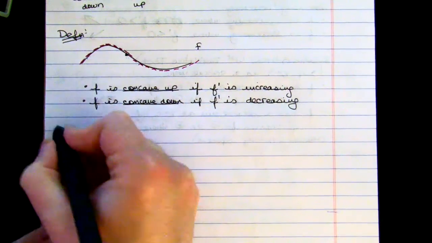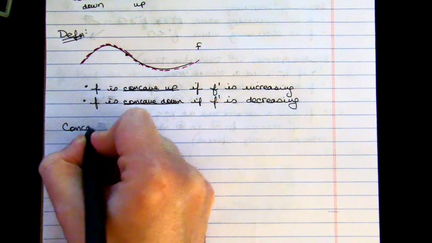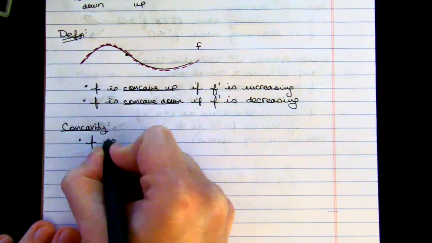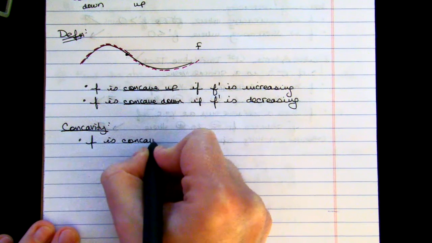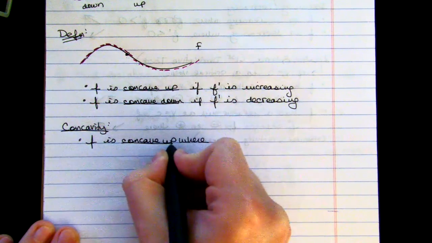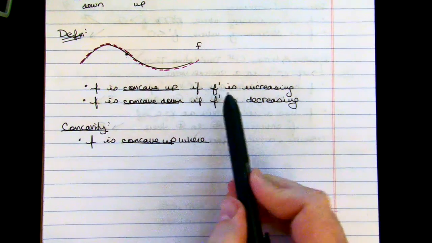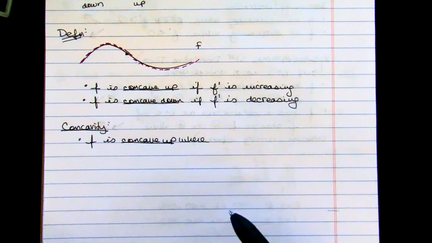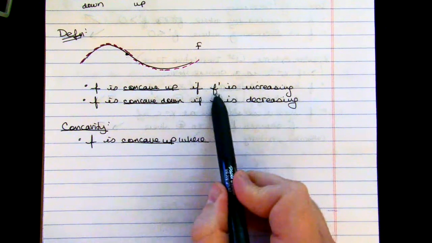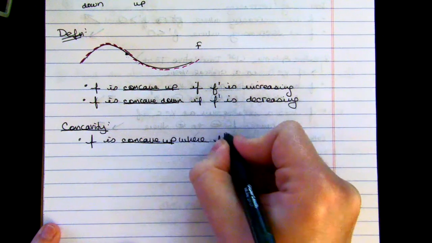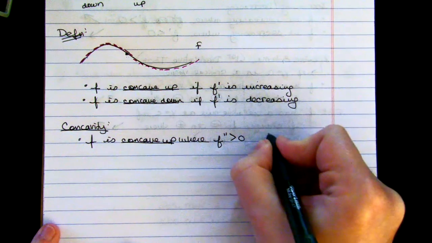To actually deal with this, though, here's our little test we're going to use. Concavity. We're going to say that f is concave up where f prime is increasing. But we already saw in the last section, anything is increasing where its derivative is positive. So I need the derivative of f prime to be positive. And the derivative of f prime is f double prime. I'm concave up where my second derivative is positive.